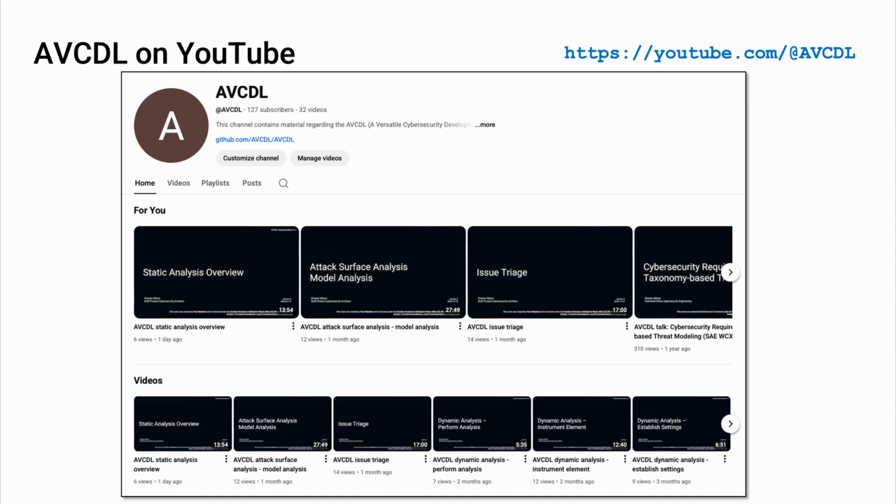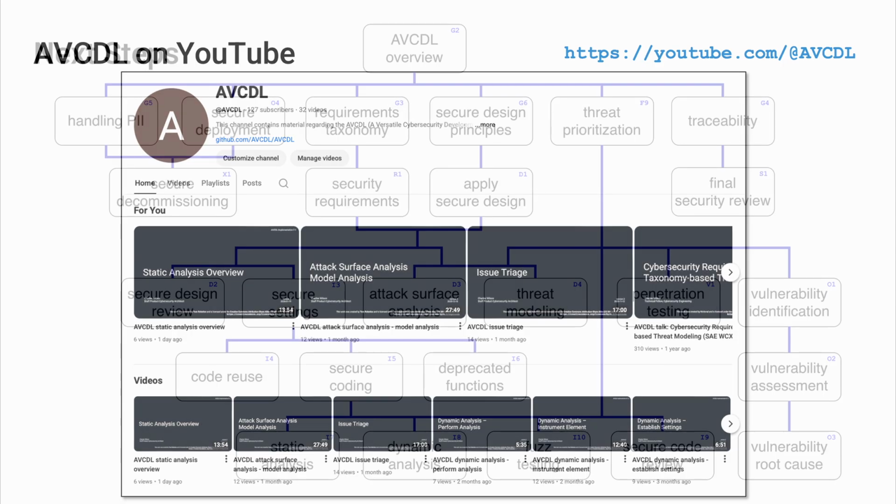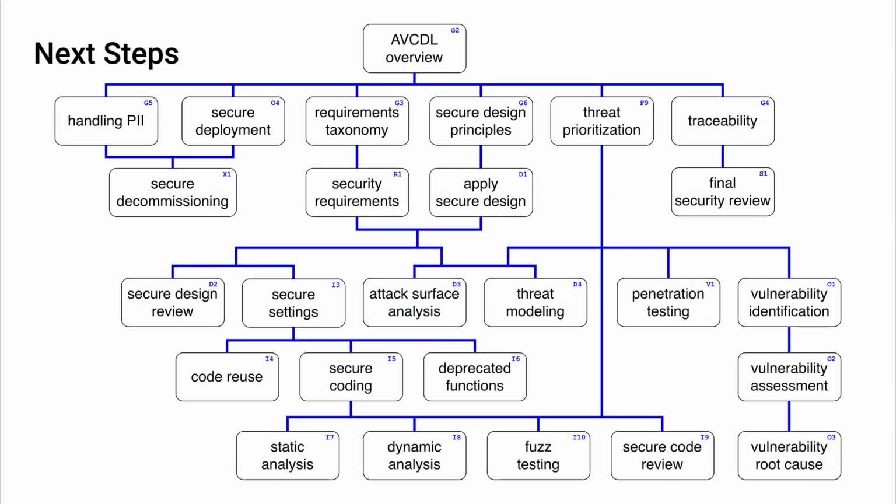It's important to note that all AVCDL materials, except for the introductory blog posts, are intended for product cybersecurity engineering practitioners. With this training complete, if you've completed the other trainings covering the deprecated functions process activities, you can proceed to the other trainings at this level. These include code reuse and secure coding.